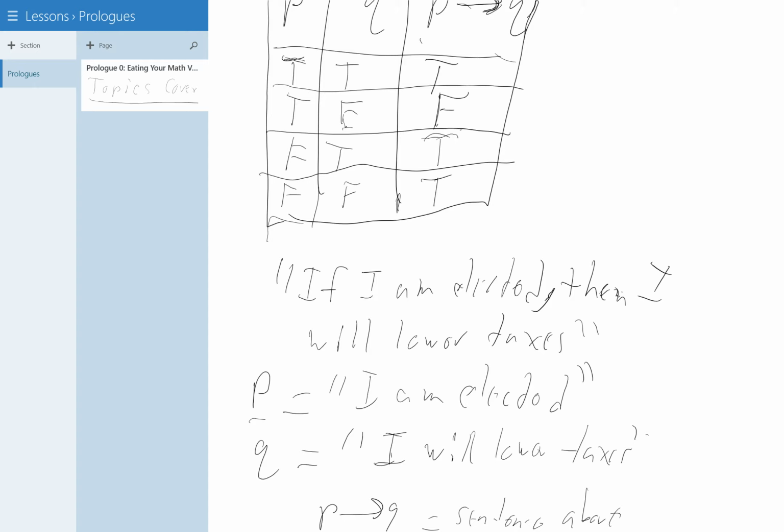So therefore, that's why these two statements are true. Since the hypothesis was false to begin with, we just don't know what to say about it. It doesn't really affect the Q in any way, so we say the overall statement is true.